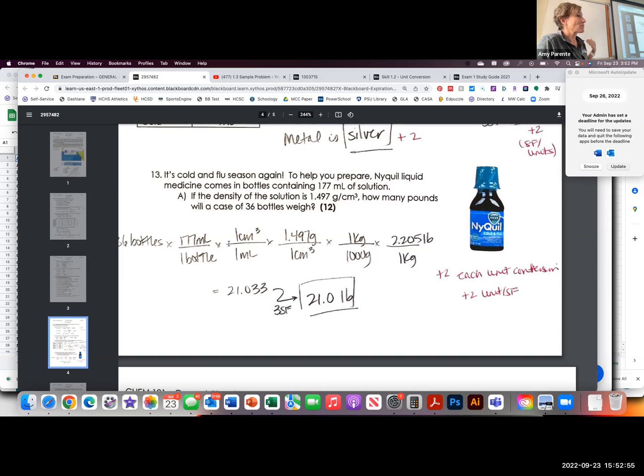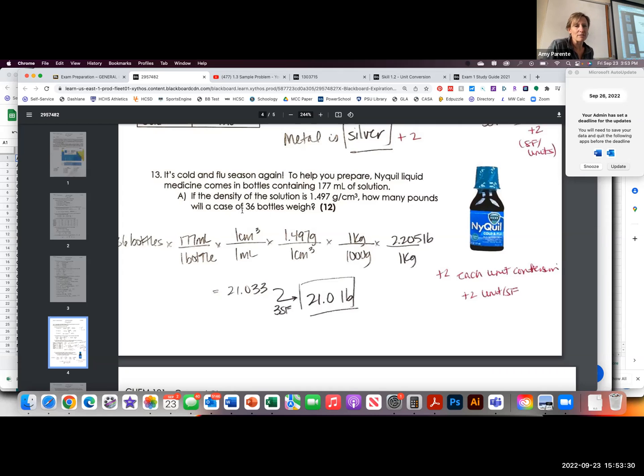I've got 36 bottles. So start with 36 bottles, and how can I walk there? Well, 36 bottles can be converted into how many milliliters that is by using this unit conversion. Okay, I ultimately need to get to a mass, and I've got this density that's grams per centimeter, but that's measuring volume as a length measurement. And so I can have this magic conversion here.